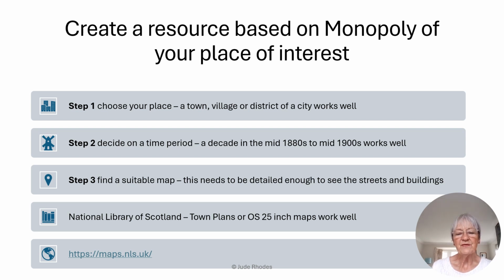The only reason for saying that is that then you can look at earlier and later developments for the same place. Find a suitable map. This needs to be detailed enough to see the streets and the buildings on the map. The National Library of Scotland town plans or the Ordnance Survey 25-inch maps work very well.